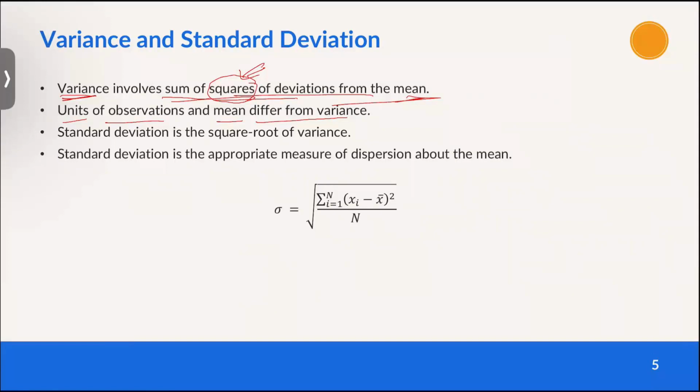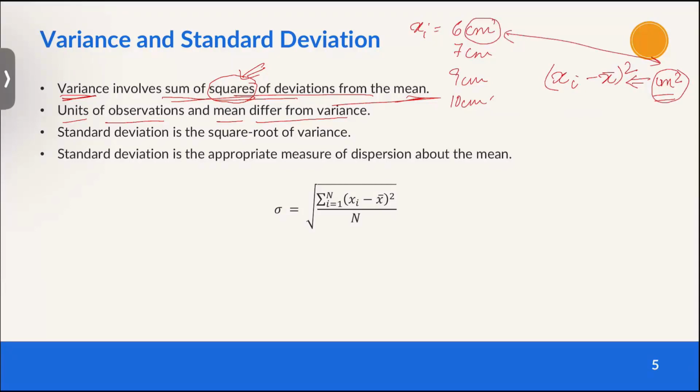Suppose we have data points like 6 centimeter, 7 centimeter, 9 centimeter, 10 centimeter, and so on. When we calculate the square of the deviations from the mean, we get the unit as centimeter square. So this unit and this unit are different: one is in centimeter and one is in centimeter square. Similarly, other units apart from centimeter will also be squared. This is the issue with variance. To overcome this issue, standard deviation is taken.